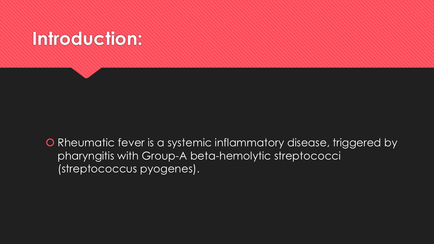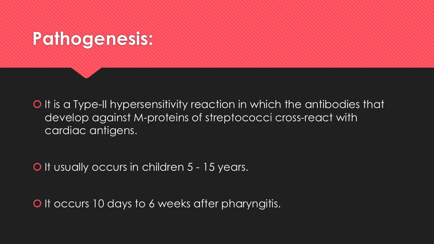Acute rheumatic fever is the most common cause of acquired heart disease in childhood and adolescence. It is a systemic inflammatory disease triggered by pharyngitis, which is caused by group A beta hemolytic streptococci, also known as Streptococcus pyogenes. It is a type 2 hypersensitivity reaction in which the antibodies that develop against M proteins of streptococci cross-react with cardiac antigens, and it usually occurs in children of 5 to 15 years of age, 10 days to 6 weeks after pharyngitis.